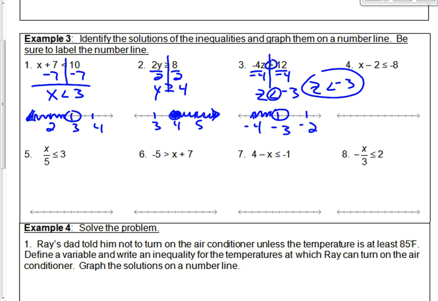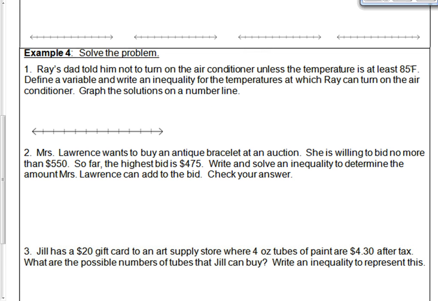And if I were going to graph that, open and this way. Okay, so that's the only catch on how you do inequalities, is if you multiply or divide both sides by a negative number, both sides of the inequality, you have to flip the direction that the arrow faces.